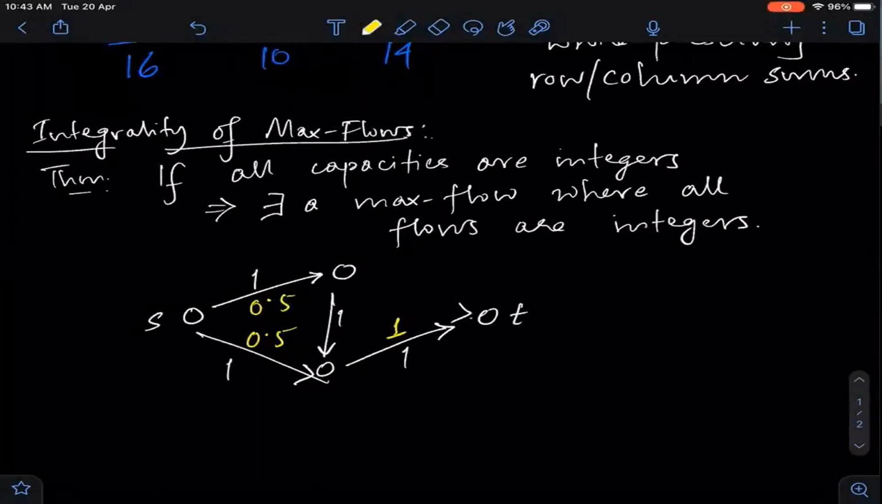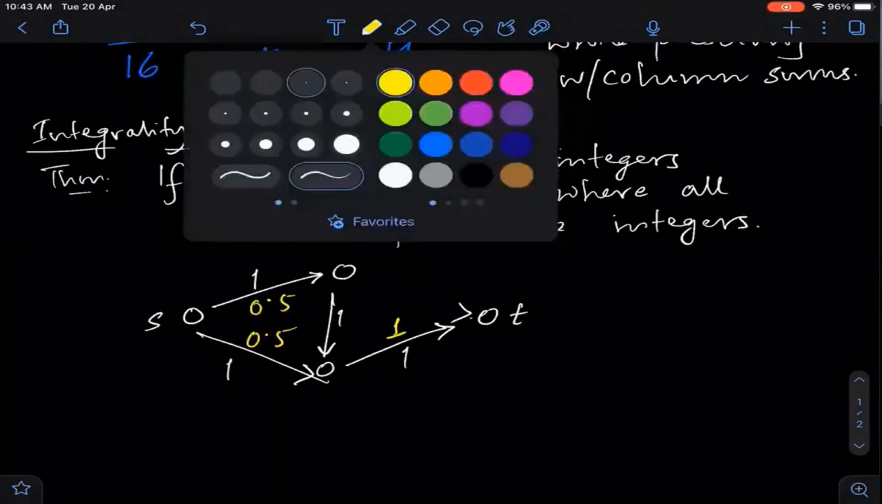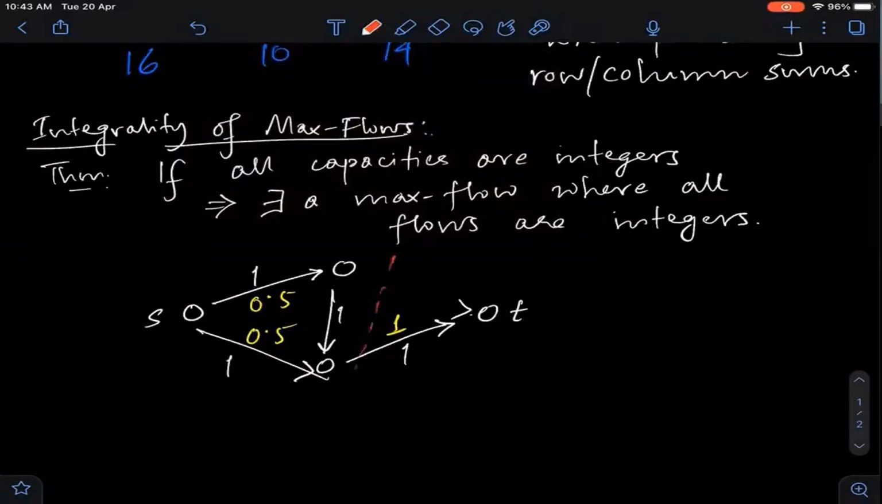Yeah, again, because every flow is upper bounded by some cut, right? So if I look at this cut, what is its capacity? Its capacity is 1, right? And this is the minimum cut, in fact. So the max flow is 1, but this is a fractional flow, right?